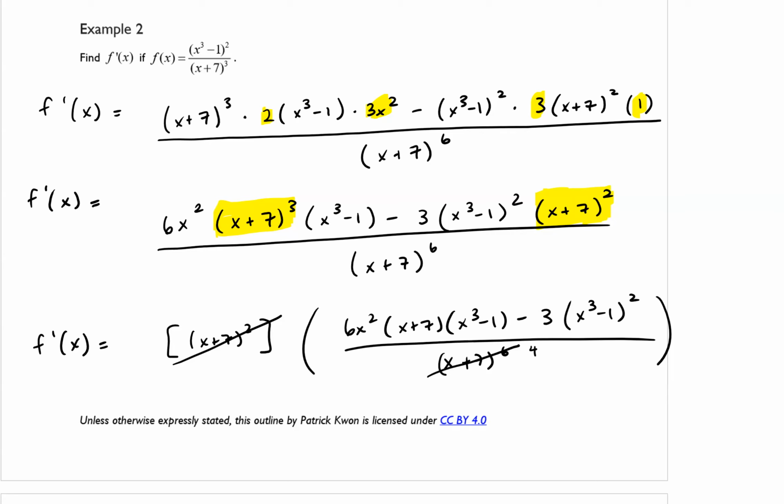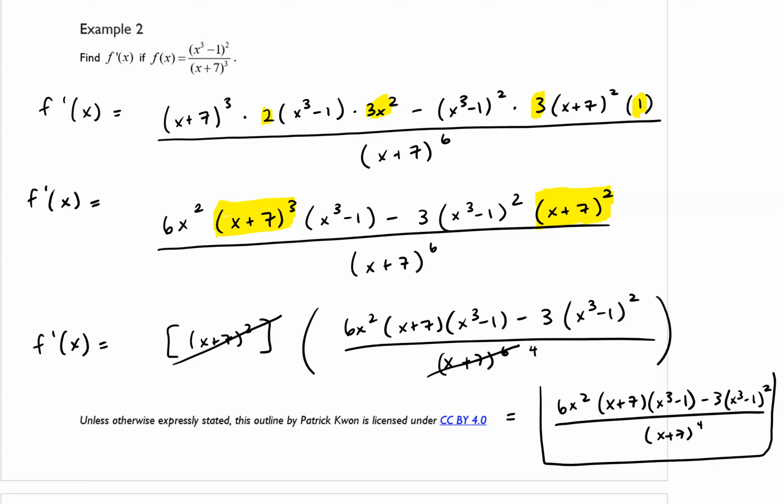I'm running out of space here. So this equals 6x squared times (x plus 7) times (x cubed minus 1) minus 3 times (x cubed minus 1) squared all over (x plus 7) to the 4th power. And there is our derivative.